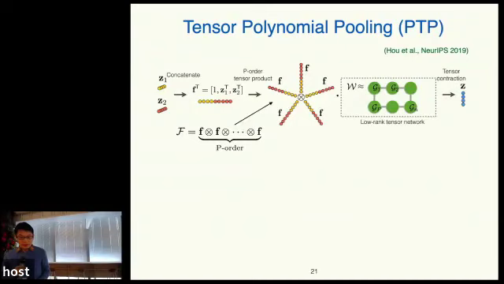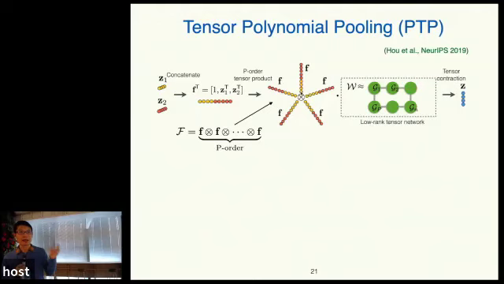To go further, we think the tensor product is a very good tool to enhance the model expressiveness. So we further propose a tensor polynomial pooling. The concept is that we can concatenate the latent representations Z1, Z2. Z1, Z2 may come from different modalities, like multimodal learning. One is speech, one is text. Then we concatenate all the representations Z1, Z2 into F. After that, we use the tensor product of F with itself P times.